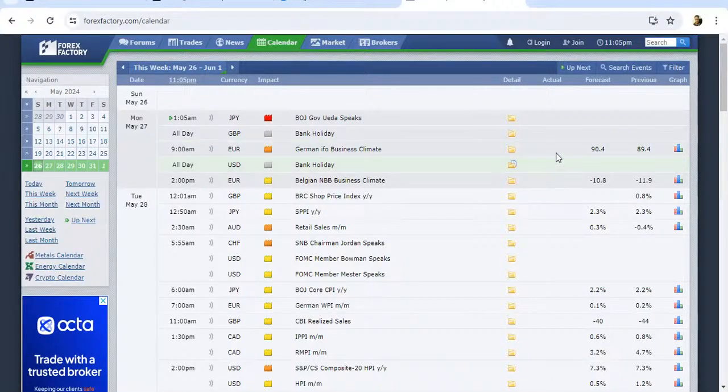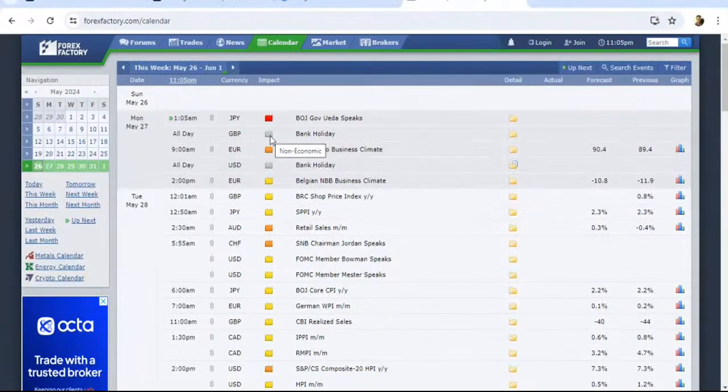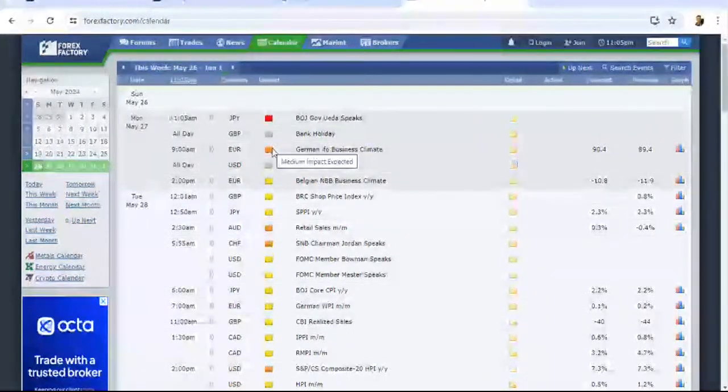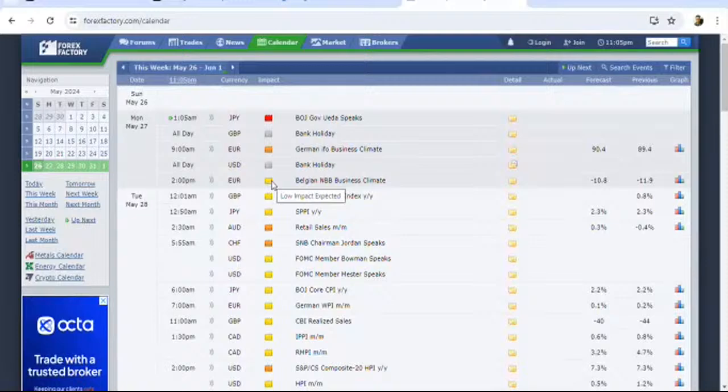Now, whatever the actual says is going to be what impacts the movement of the market. Remember, this news is just a medium impact news. This is not a high impact. Whenever I see a red flag on Forex Factory, it means high impact expected. When I see a white flag, it means non-economic, that means it has no impact. See the yellow flag, it has a low impact.